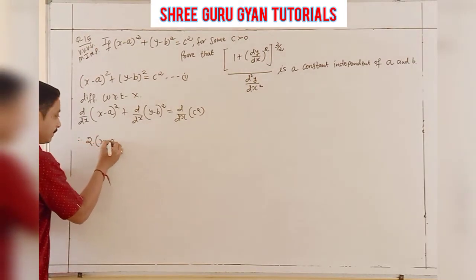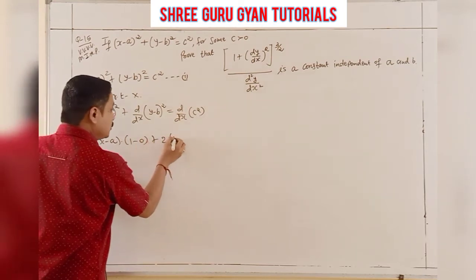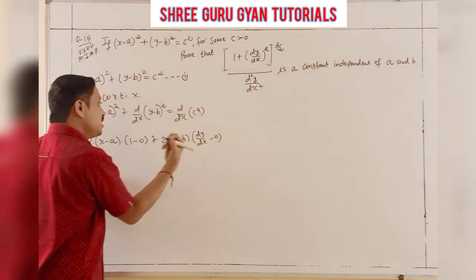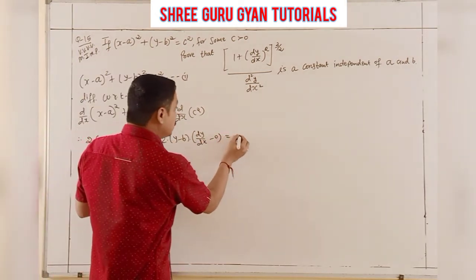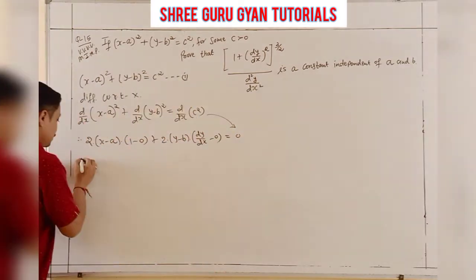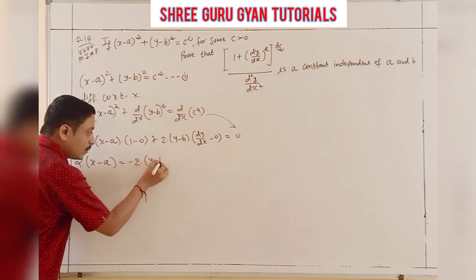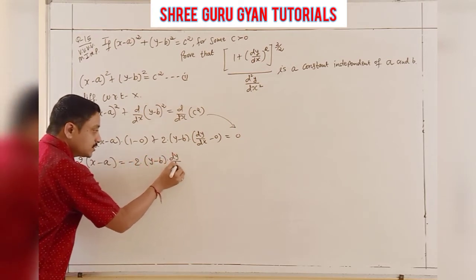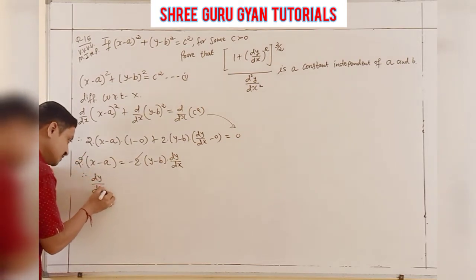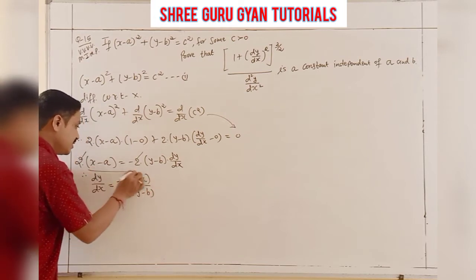2x minus a: x derivative is 1, a derivative is 0. Same, 2y minus b: y derivative is dy by dx, but b derivative is 0. Here also 0, because it is a constant. So 2 into (x minus a) is 0 minus 2 (y minus b) dy by dx. So what you get is the final dy by dx equals x minus a upon y minus b.